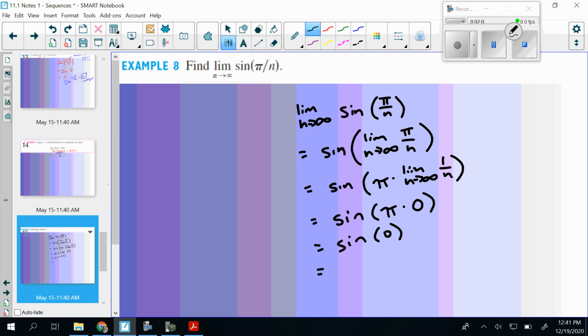And then now, since we know that limit ends up approaching 0, if we take the sine of that value, sine of 0 ends up being just 0, and so the answer is 0 here. So that would be the value of this limit. Okay. All right. So let's take a look at one more here.